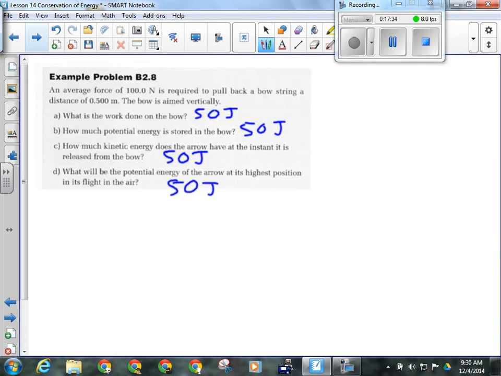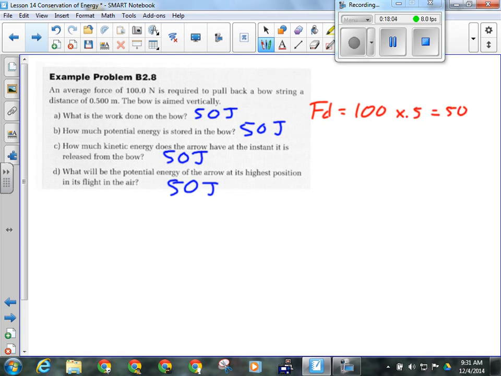Now this is work-energy theorem combined with law of conservation of energy. If I use a force of 100 newtons and pull back a bowstring 1/2 meter, how much work have I done? Not 50 newtons. 50 joules, because work is in joules. So how much work is done on the bow? 50 joules, because it's force times distance. 100 newtons times 0.5 meters is 50.